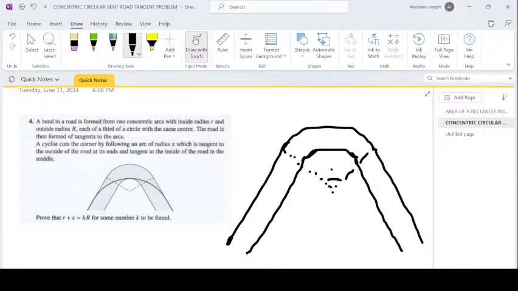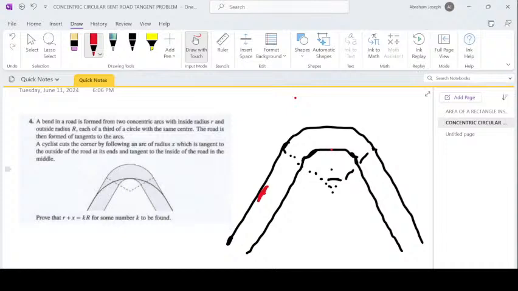So let's draw the circle they are talking about. The circle is tangent to the outside of the road, which means the straight line here. So this is what they're actually saying. It comes like something like this. It is tangent to the outside of the road at its end, and tangent to the inside of the road.